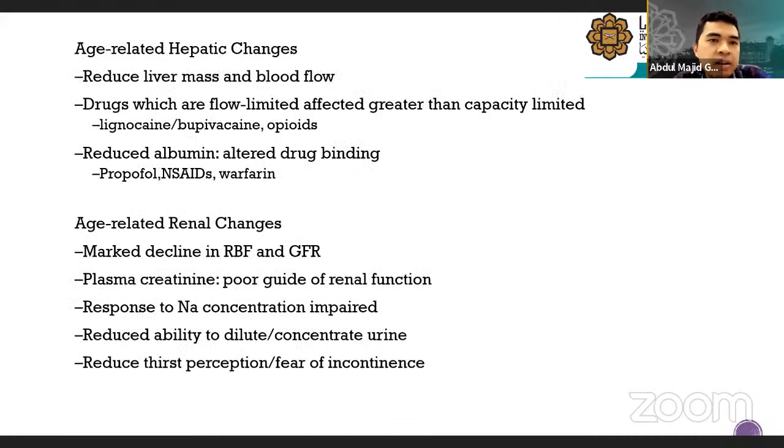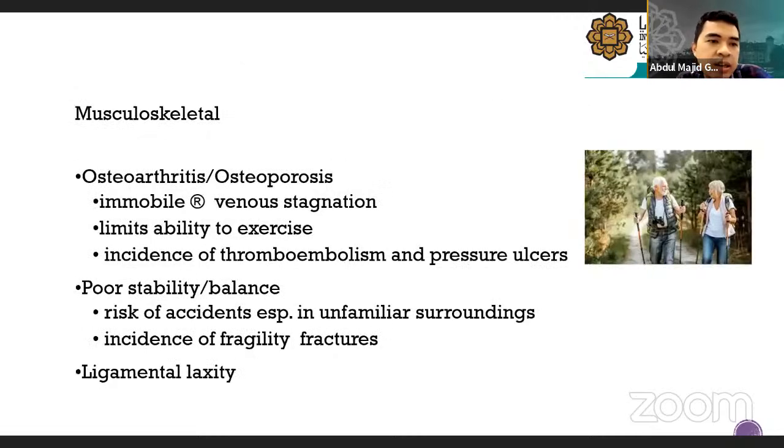Then there are hepatic and renal changes due to limited flow as well as reduced function, causing problems with the metabolism of drugs, and reduction of excretion of the drugs as well as of any toxin from the body. Musculoskeletally, it can develop into osteoarthritis and osteoporosis, causing immobility and limiting exercise, and increased incidence of thromboembolism. Poor stability can cause falls, and there is ligamental laxity.